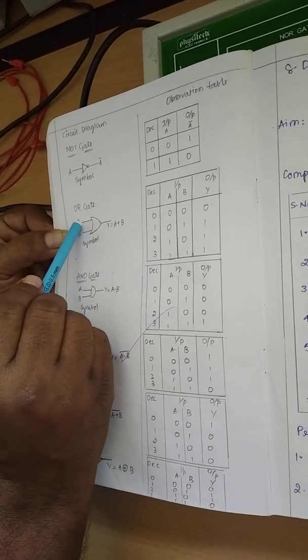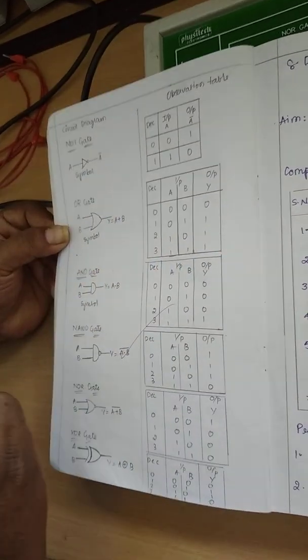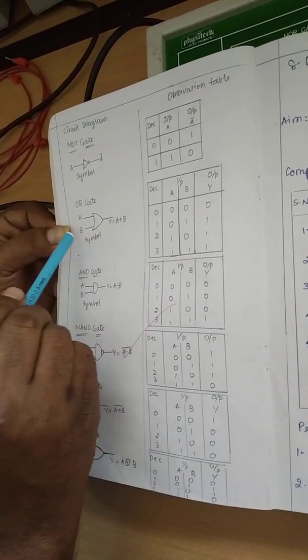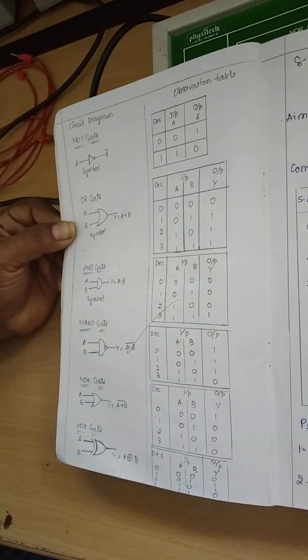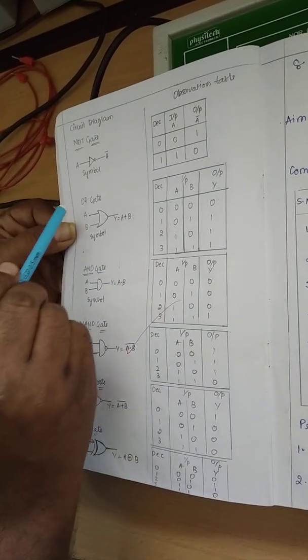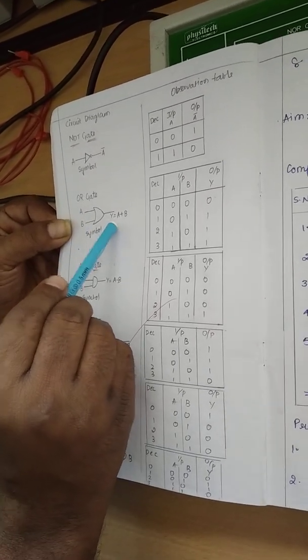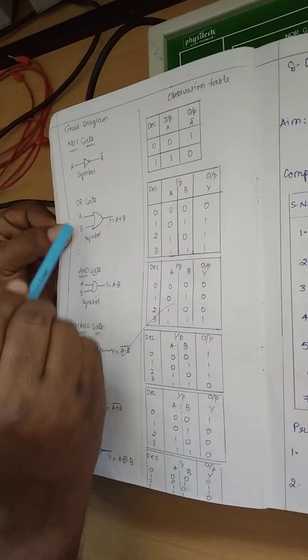For example, A is 0, B is also 0. Output is A plus B, which is equal to 0. Next condition, input A is 0, input B is 1. Output Y is equal to A plus B. Our output is 1. Next condition, A is 1, B is 0. Output is A plus B, equal to 1. Next condition, A is 1, B is 1.